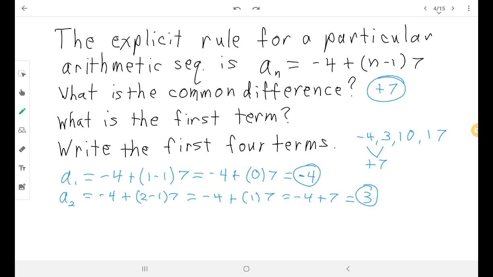then overall you can think of that in a way as multiplying by 7 over a long period of time, right? You can also see that the first one gives me a 0 right there, which leaves me with just a negative 4. So in these explicit rules, there's the first term, there's the common difference, and there's sort of the formula bit that gets you there. Okay? I'll give you another moment to look at that.